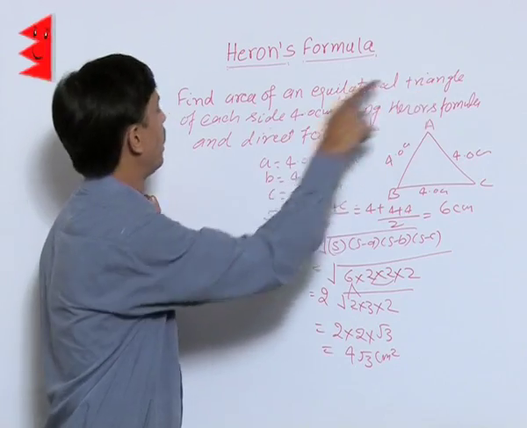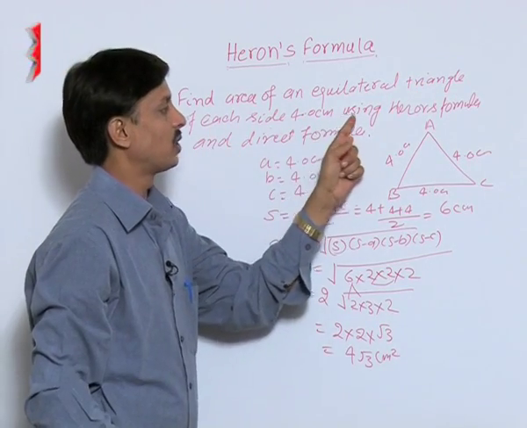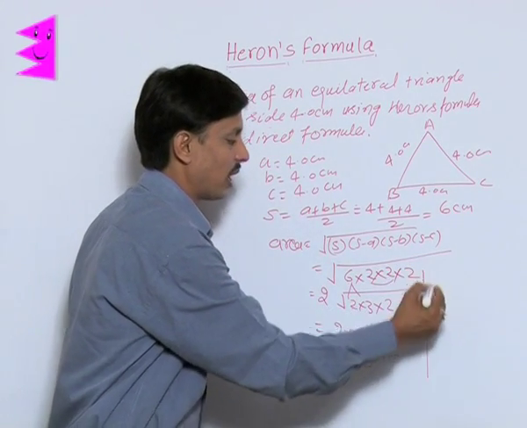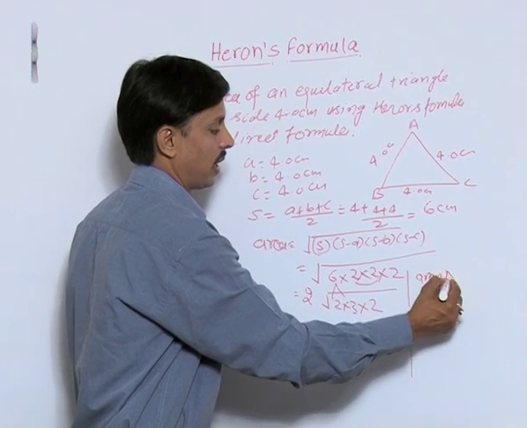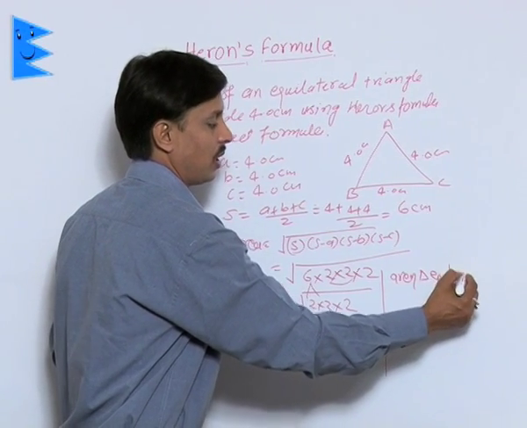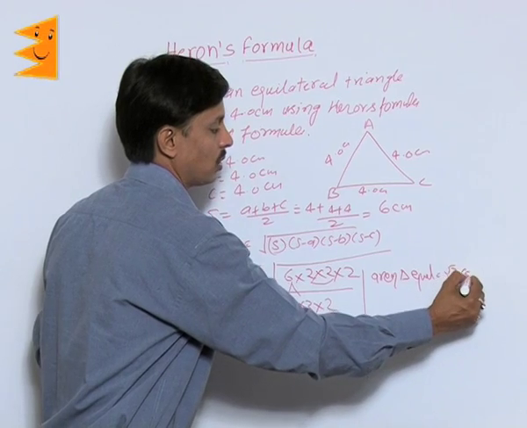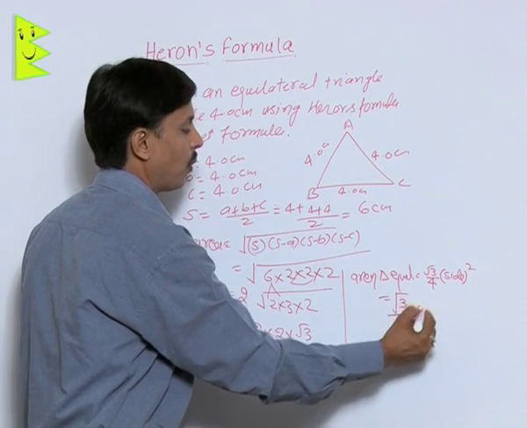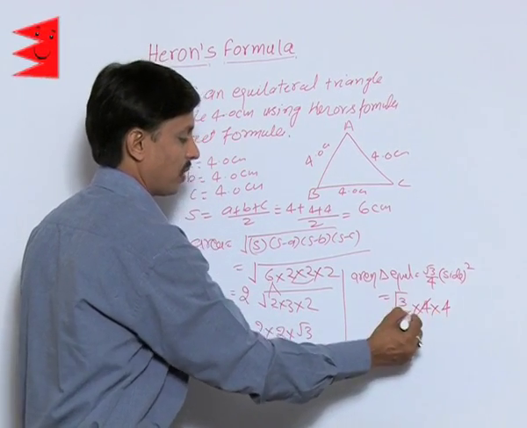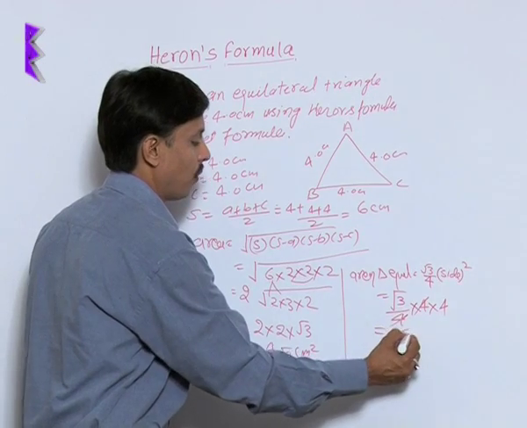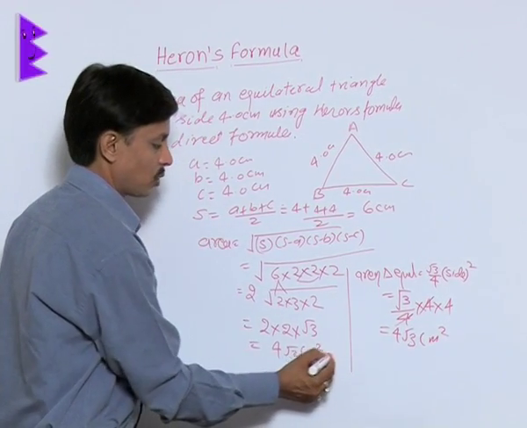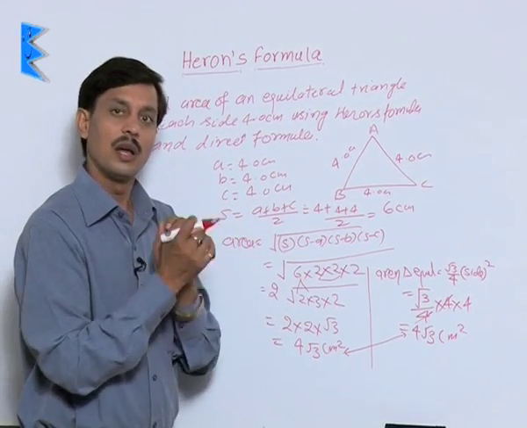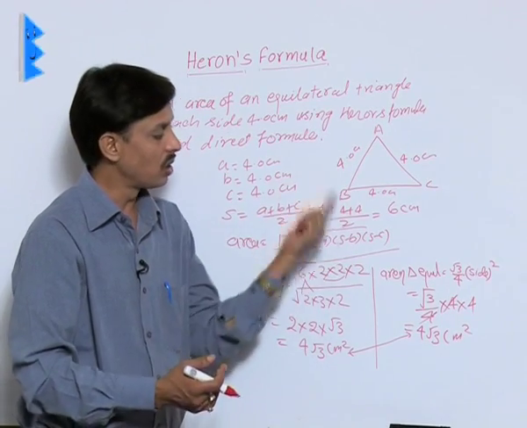Find area of an equilateral triangle if each of its side is 4 centimeter using Heron's formula and direct formula. Direct formula is area of triangle if it is equilateral: root 3 upon 4 side whole square. This becomes root 3 upon 4, side is 4, so 4 into 4. This gets cancelled, answer comes 4 root 3 centimeter square. So any of the approaches is applicable and you can calculate the area of triangle by using Heron's or by using the direct formula.